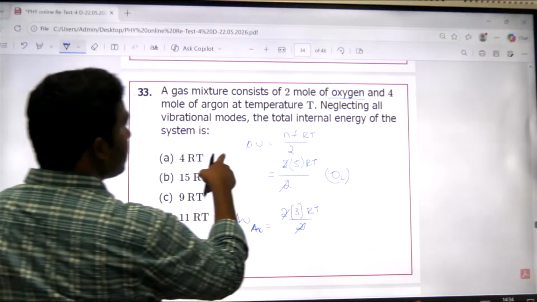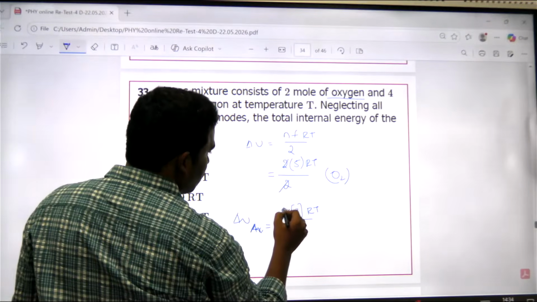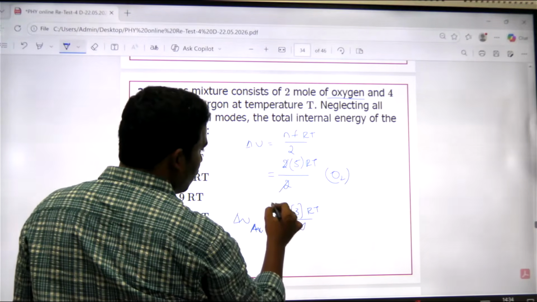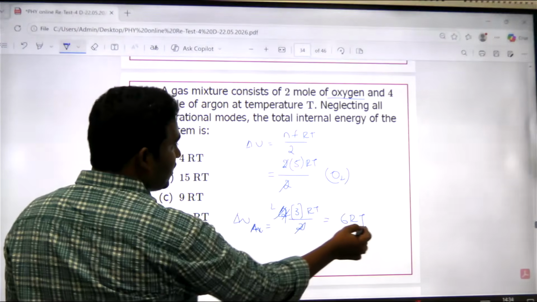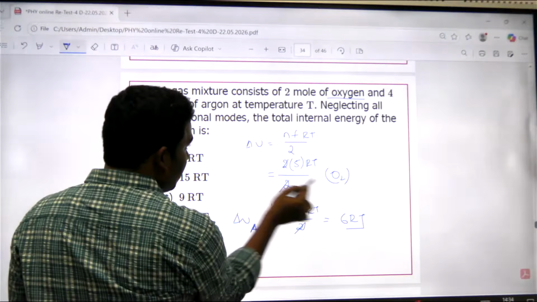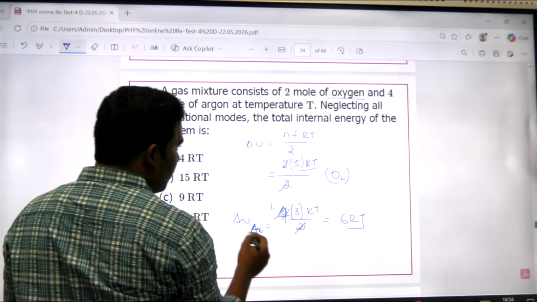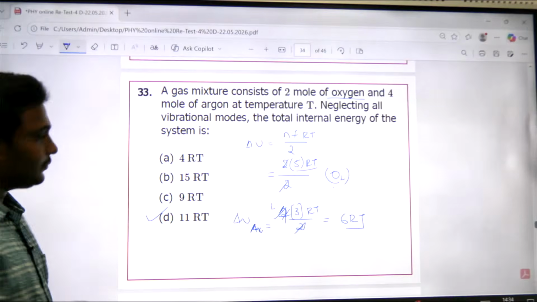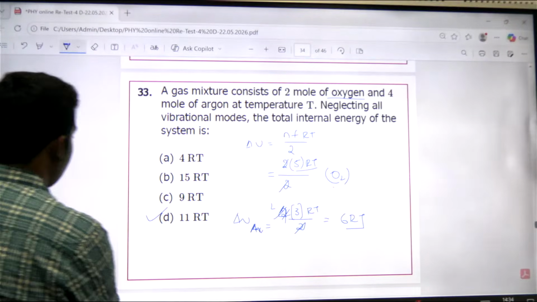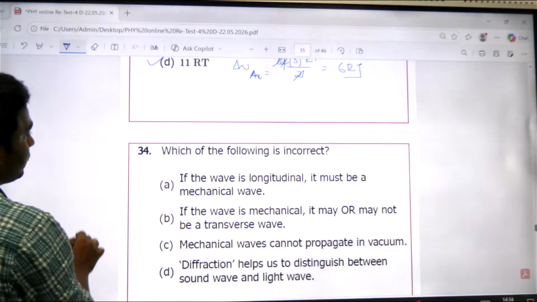So how many moles? 4 moles, no? So 4, into 3 by 2, this is 6 into R. This is for argon. Argon is 6 RT. For oxygen it is 5 RT. 6 RT plus 5 RT is 11 RT. I'm going for question number 34.